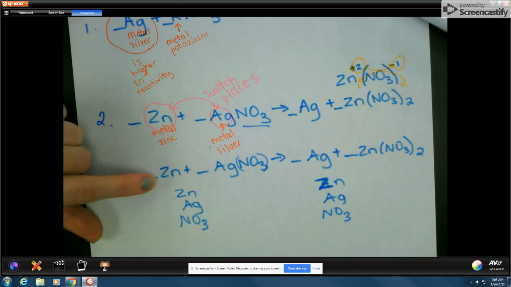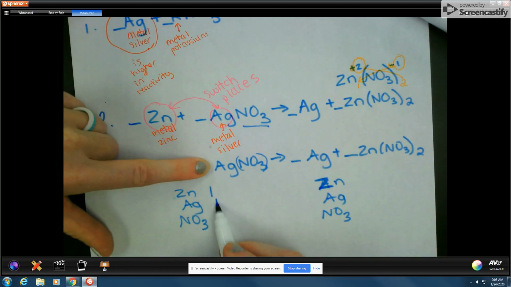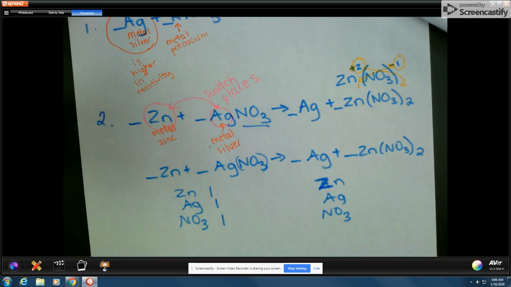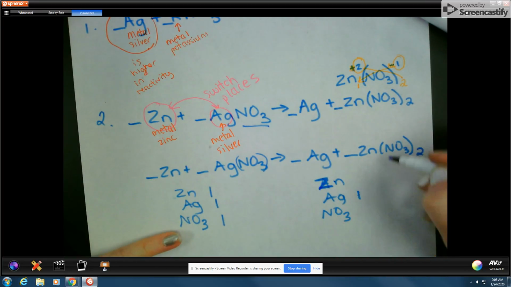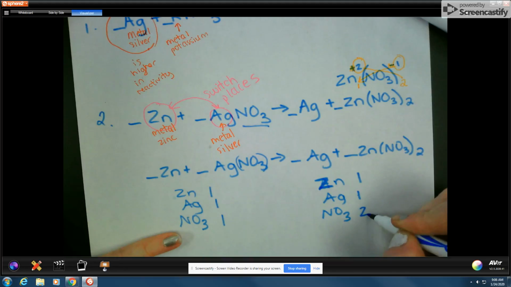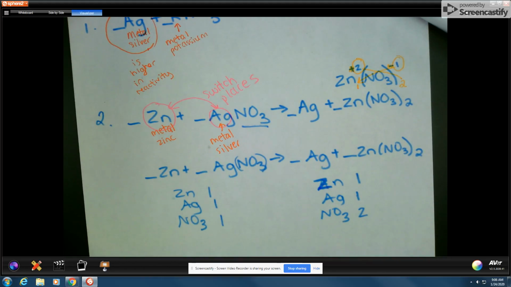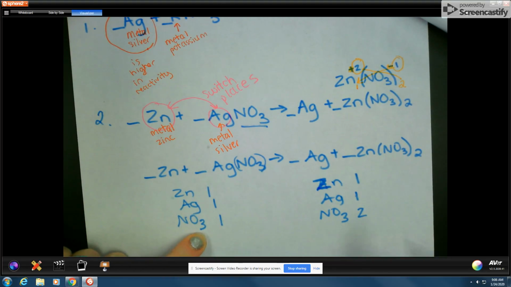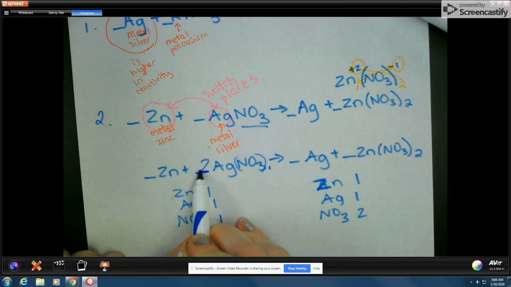And now I'm going to count. Zn has 1, Ag has 1, NO3 has 1. Feel free to move on if you're comfortable with balancing. Ag is 1, Zn is 1, NO3 I have 2. So the only thing that's unbalanced here is my NO3s currently. I go to the side that has less. I go to the blank that is in front of it. And there's only 1. Remember, there's kind of that invisible 1 right here. So what times 1 can give me that 2 that I need to match it with? And the correct answer is 2.